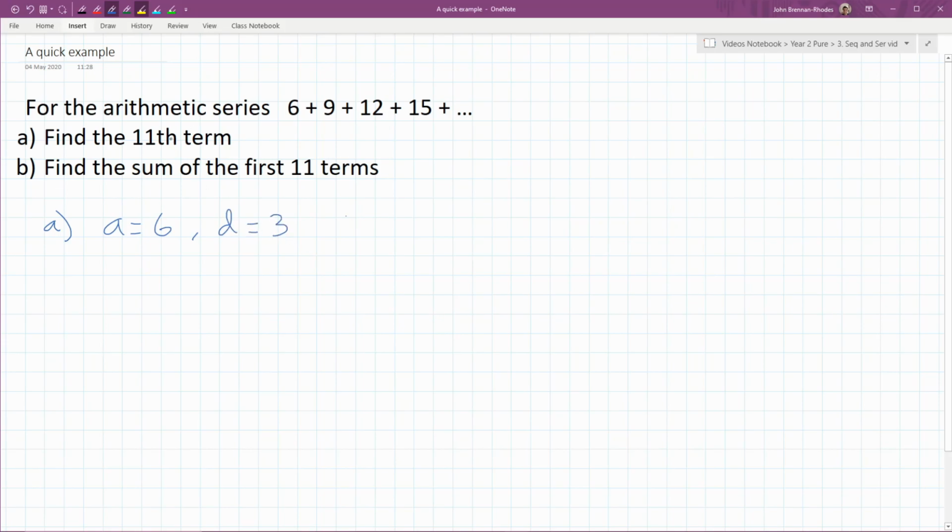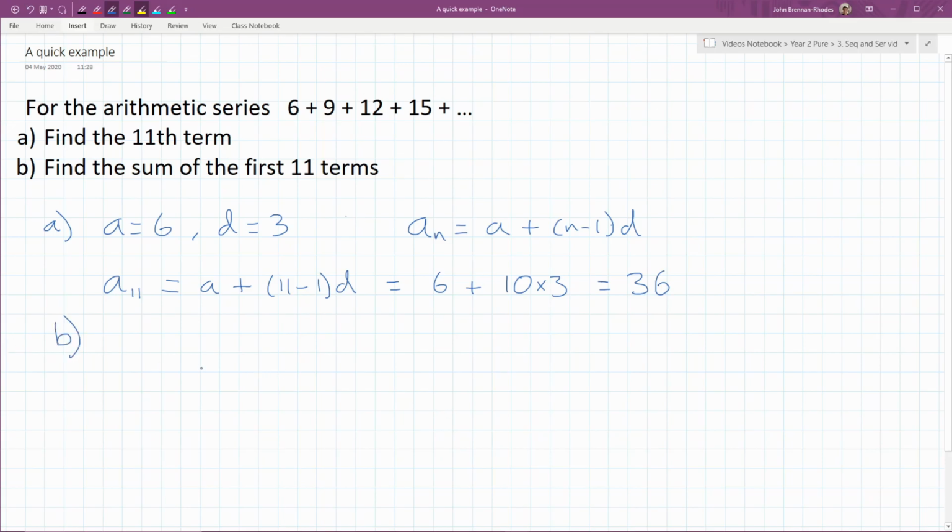So I want to find the 11th term. Now I remember that a_n is a plus (n minus 1)d. That is the nth term. So I want to find a_11, which is going to be a plus (11 minus 1)d, which in this case is 6 plus 10 times 3, so the 11th term would be 36.